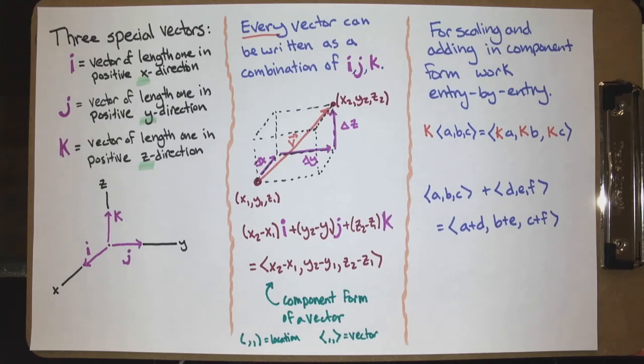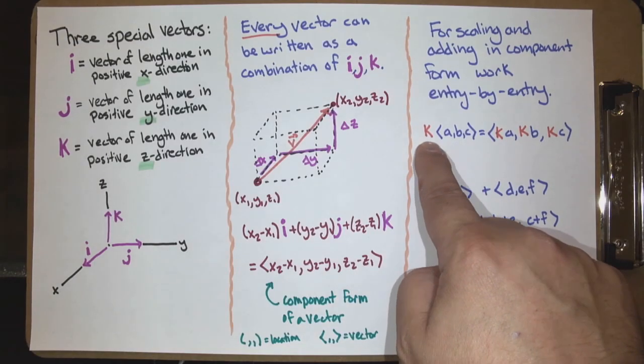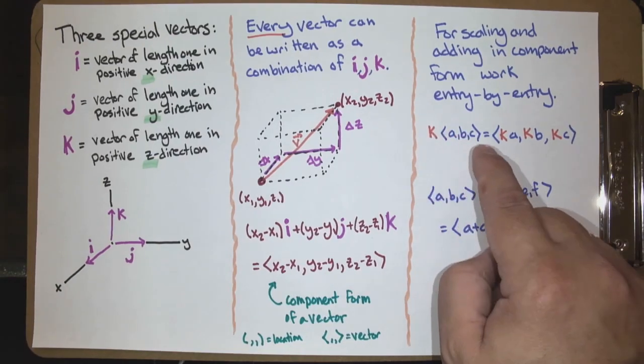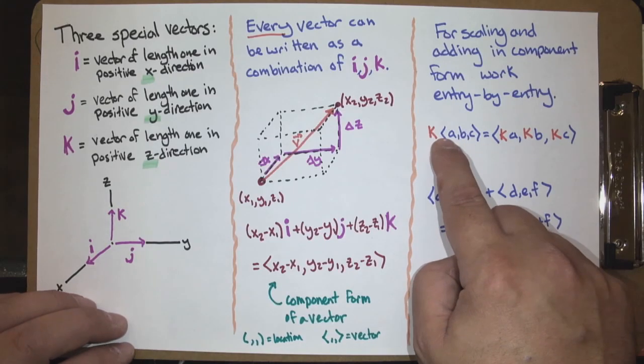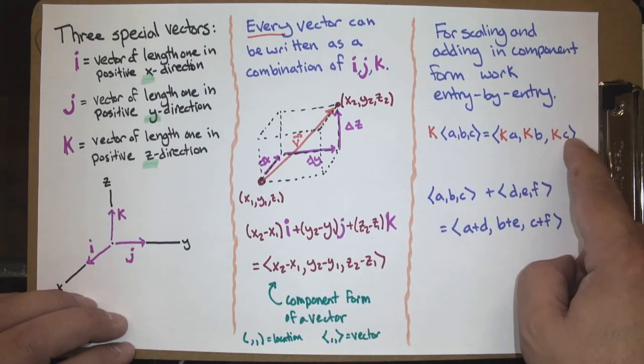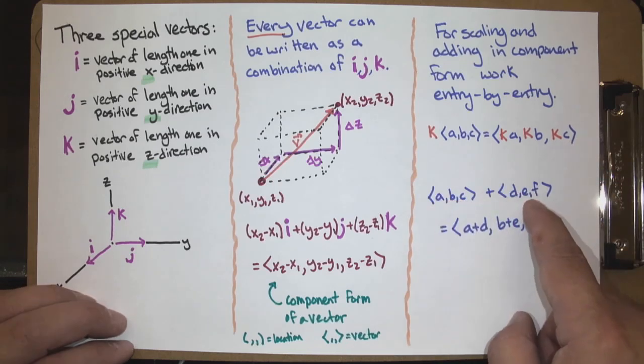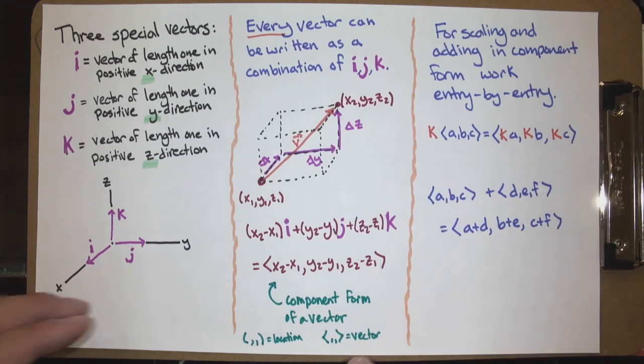If you want to scale, scale every entry. In other words, if I have some multiple k times the vector a, b, c, well, this k is acting as the scaling factor. So I'm scaling the vector a, b, c by k. So this is k times a, k times b, k times c. If I want to add 2 vectors together, add the corresponding entries together.